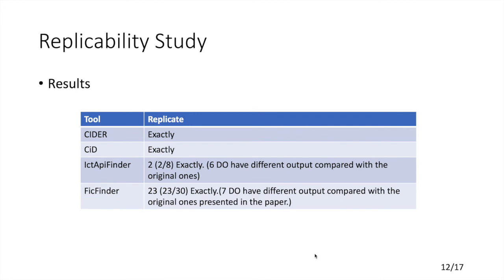CIDER and SEED have exactly the same outputs on the original Android apps, while FicFinder and ICT API Finder have some different outputs regarding their original experimental apps, which are mainly caused by slight updates of the tools or the evolution of the evaluated apps.